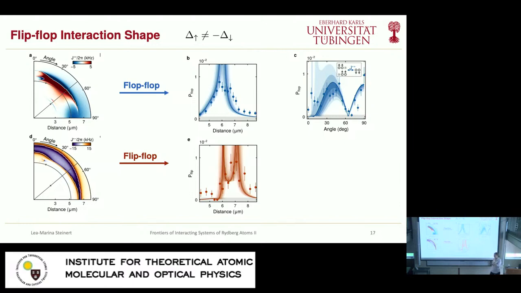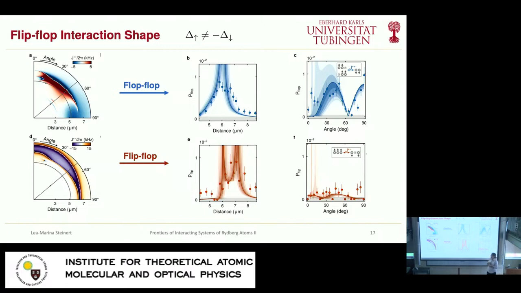But now we also wanted to check, can we switch it off by a geometric arrangement of the atoms? So this is the reason why we were scanning here for the flip-flop interactions where they appear, but in this case, we don't expect any flip-flop interactions, right? And this is also what we see here, that basically there's no flip-flop interaction present.